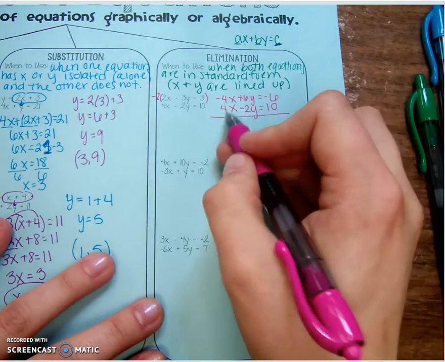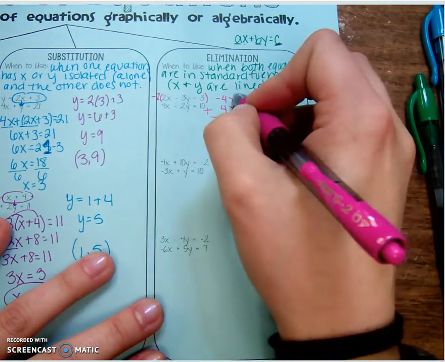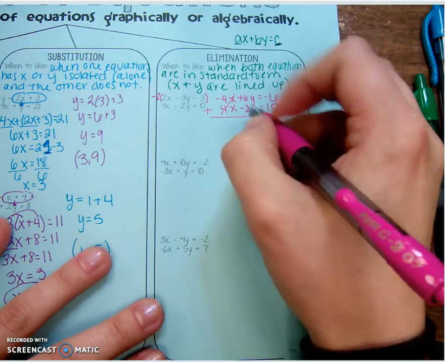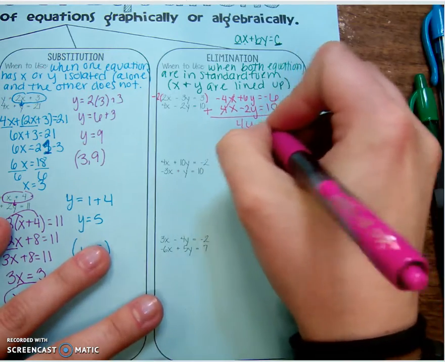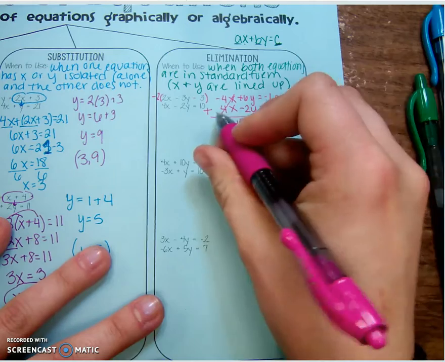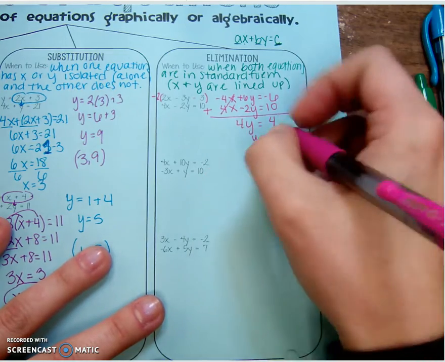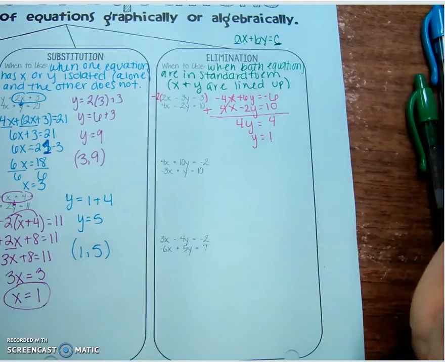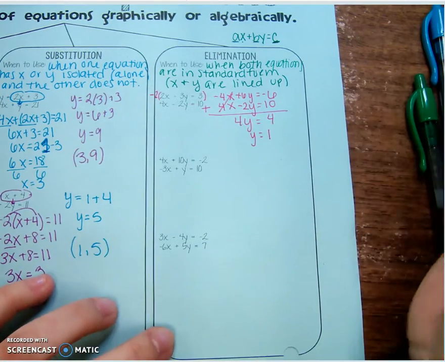And then I'm going to bring the bottom part over. I have my opposite sign, so I'm going to add to zero it out. 6 plus negative 2y is 4y equals negative 6 plus 10 is 4. Divide, y is 1. Plug it back in to solve.